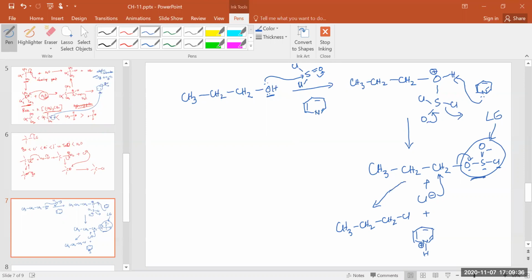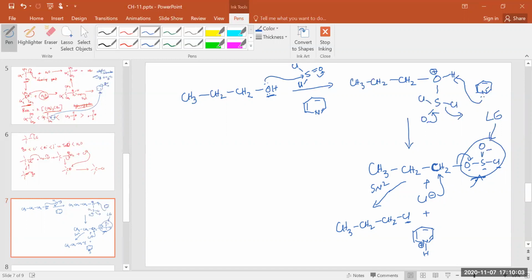This reaction is SN2. Here the carbon is primary, chlorine is the nucleophile, and this is a very good leaving group. That's how we change OH to chlorine to make a leaving group, whether we want to do an SN2 reaction or anything else.